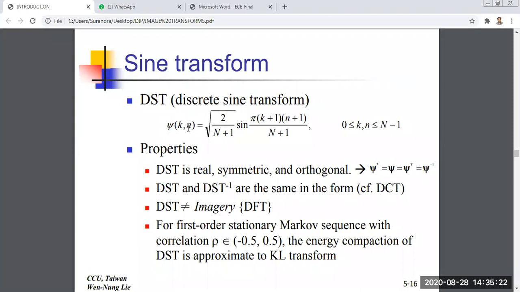Here also there are two sequencing numbers, frequency and time. Small n is time, small k is frequency. Small n is input, small k is output.